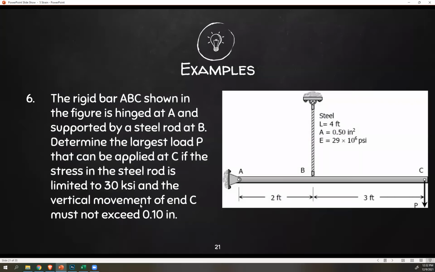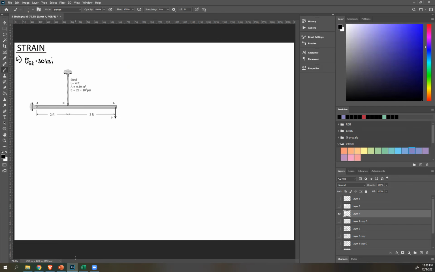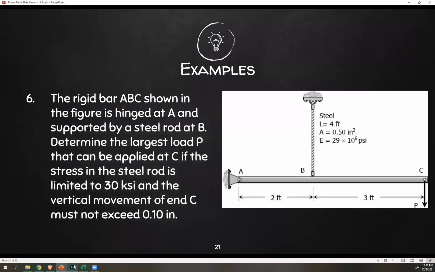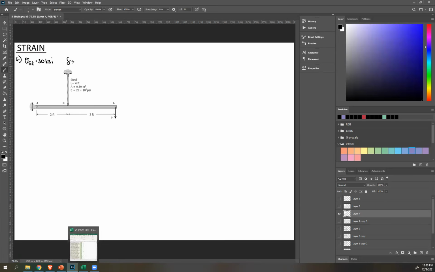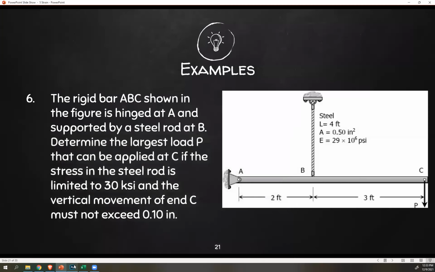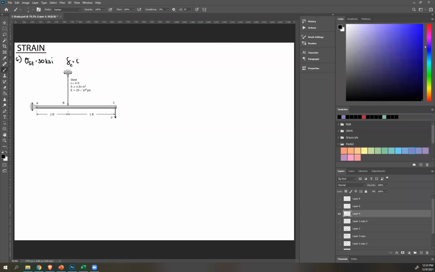And the vertical movement of end C, which is this, must not exceed 10 inches. Vertical movement. So you can write that as D, right? Vertical displacement, or you'll know that that's also just this. Displacement can also be written as delta. And again, that's 0.10 inches of C. So I'll write delta C 0.10. And so those are our conditions.